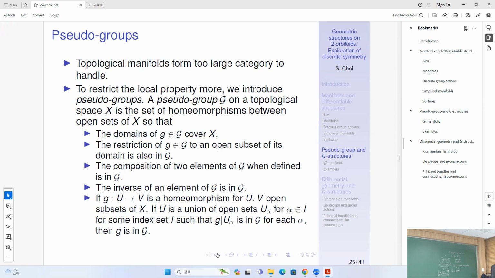Let g be a homeomorphism between open subsets U and V of X, and suppose U is the union of open sets U alpha for alpha in some index set I, and the restriction of g to each U alpha is in G. Then g itself has to be in G. Those are the characterizing properties of a pseudogroup. If you have these properties, then it's called a pseudogroup. So it's sort of a bigger set than just looking at self-homeomorphisms of X, right? It's going to be bigger.